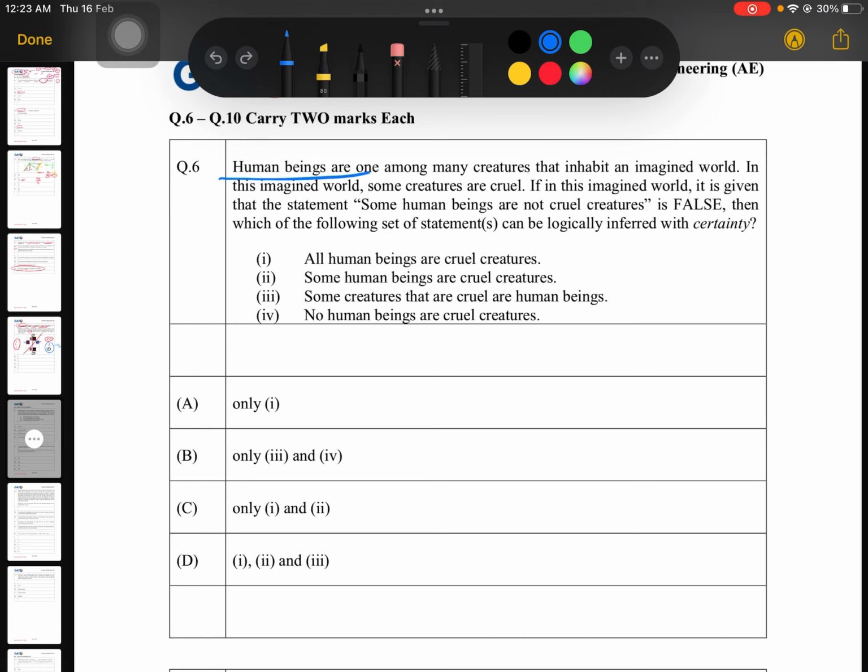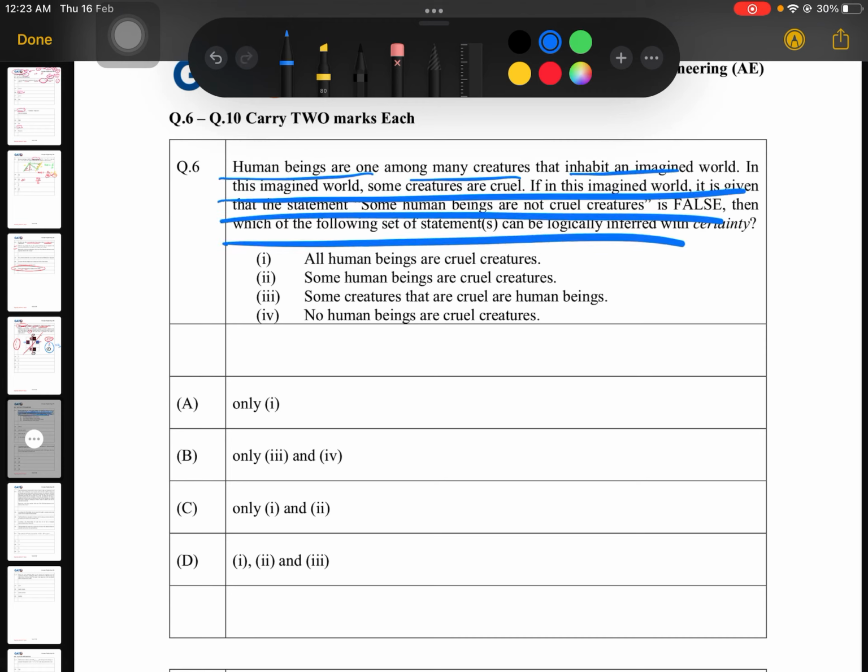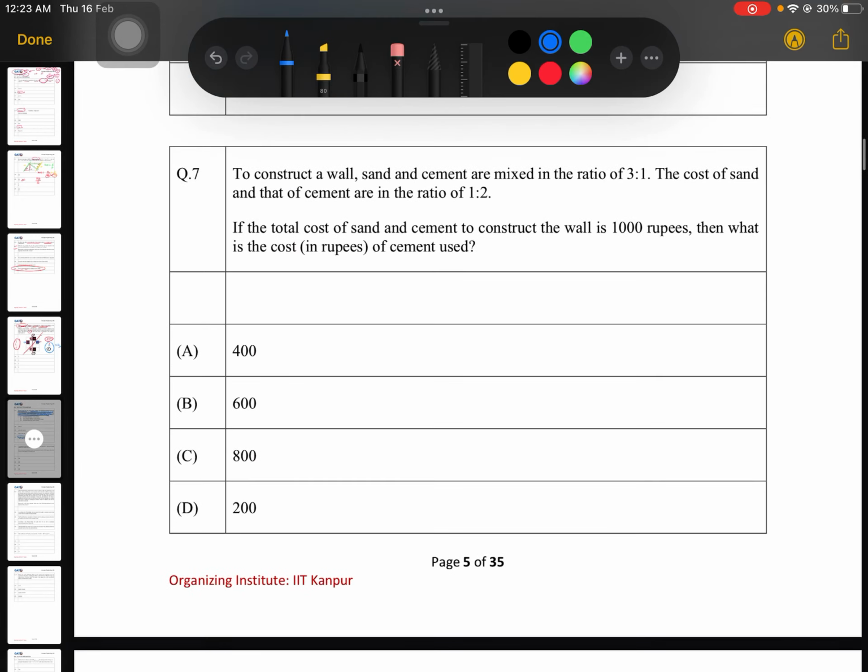Then again this is the English part. Human beings are one of the, like this. I have gone through this, and finally I am getting 1, 2, 3 all are correct. I have gone through it in detail just now, so 1, 2, 3 are correct. Now see here.